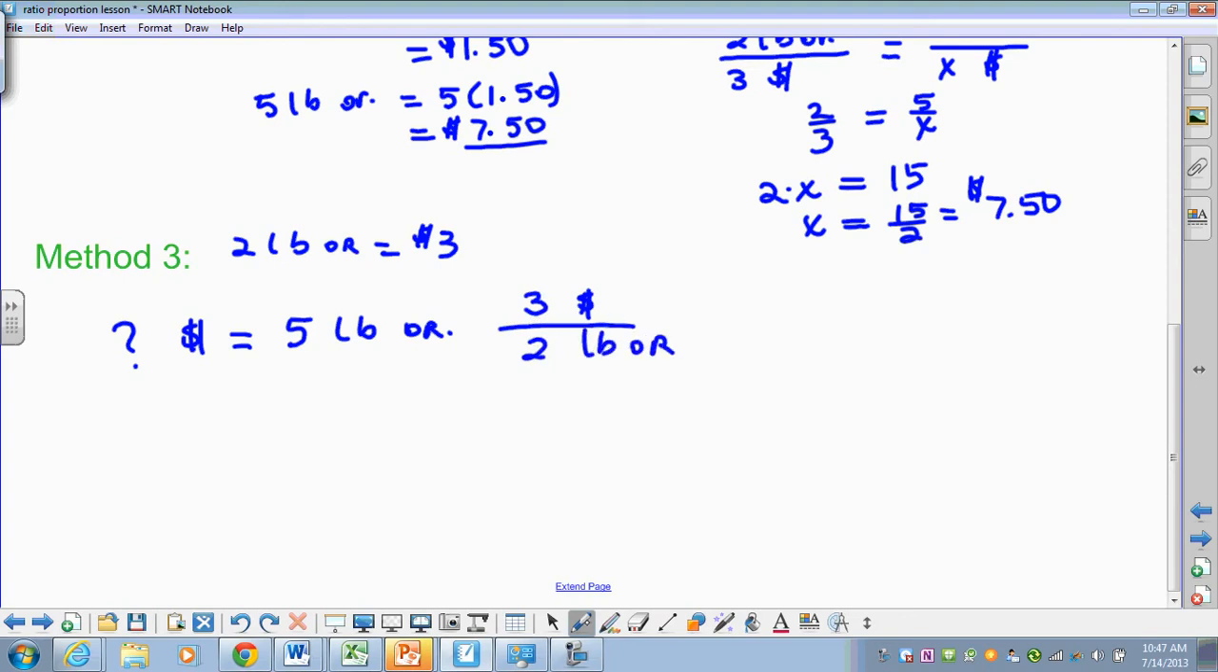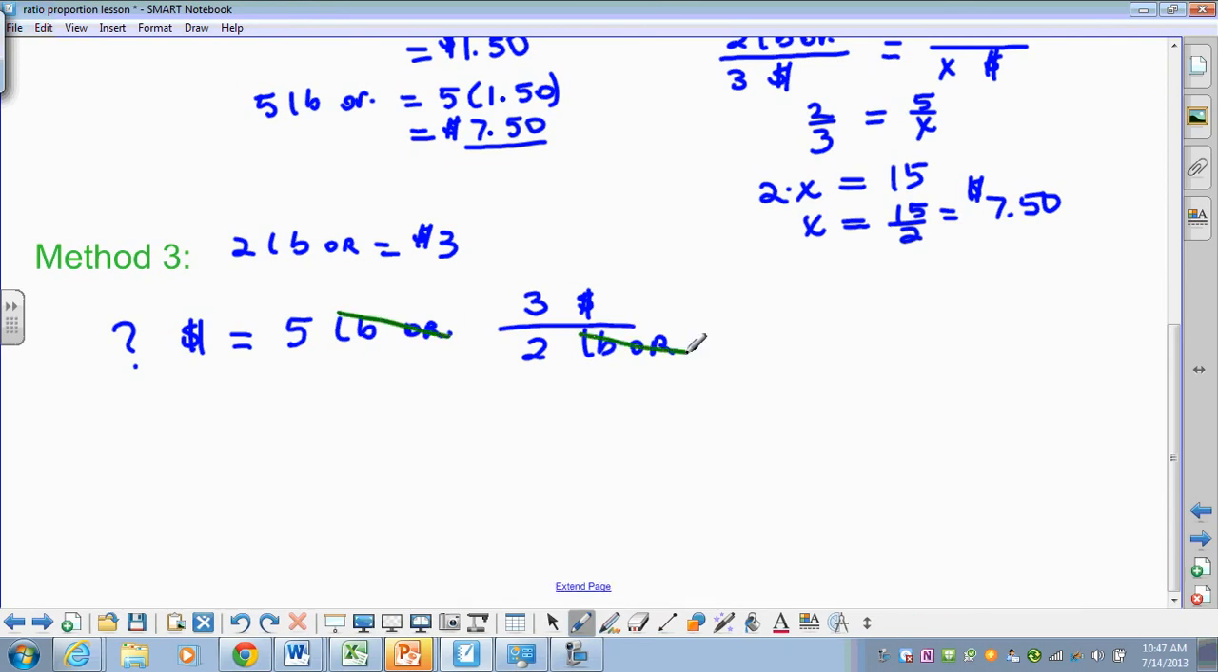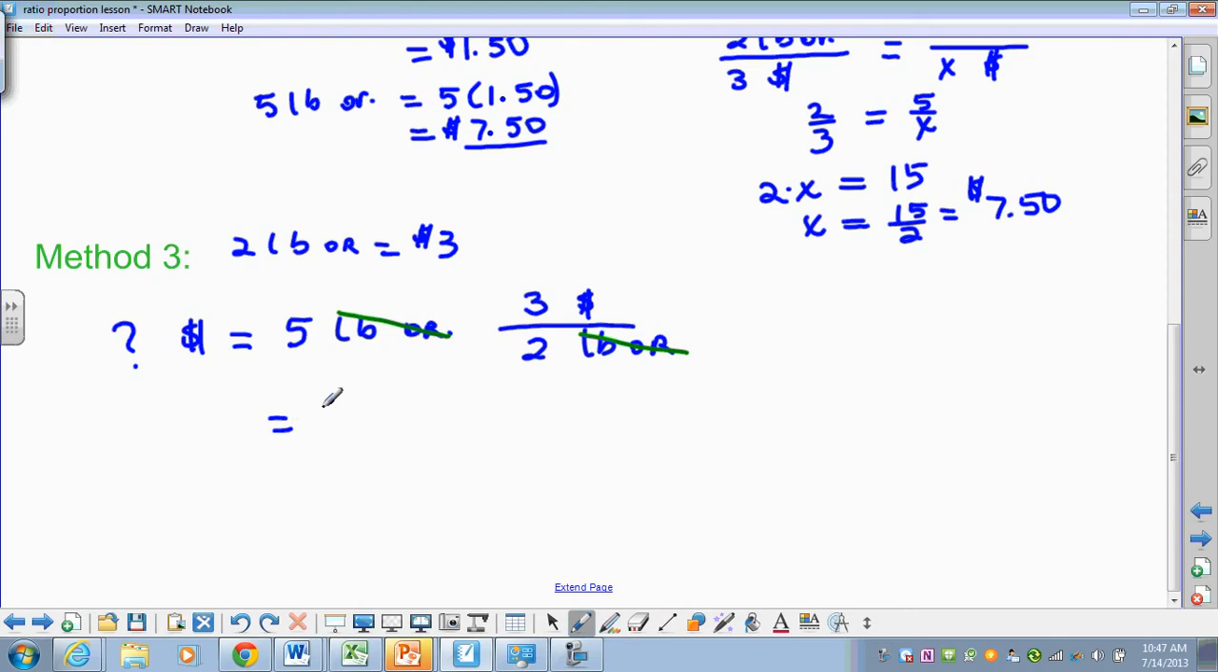So now we can cancel the pounds of oranges units. And look what we have in terms of numbers. 5 times 3 over 2, which is 15 over 2. So there we also have the same answer. In other words, $7.50 for 5 pounds of oranges.